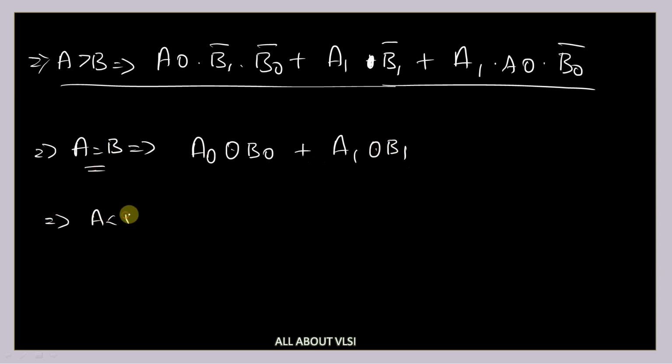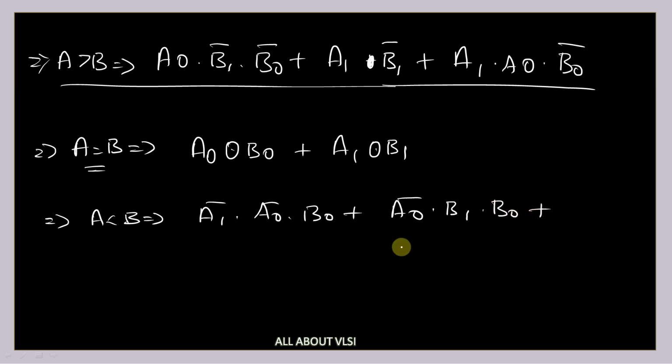And for A less than B, I'm talking about the 2-bit comparator, I have the equation as A1 bar dot A0 bar dot B0 plus A0 bar dot B1 dot B0 plus A1 bar dot B1. This is our equation for A less than B. So these are the equations which I need to connect.